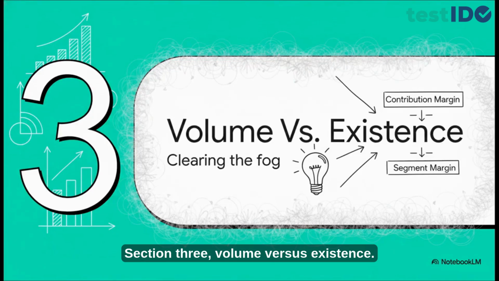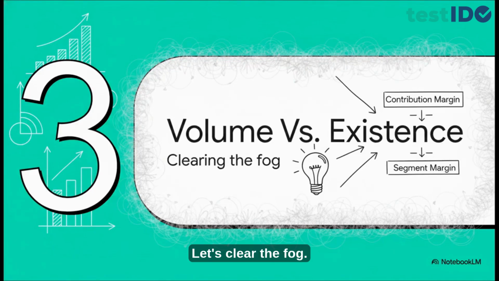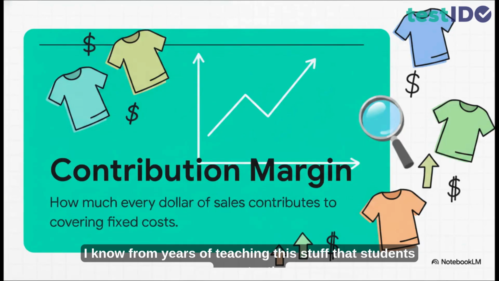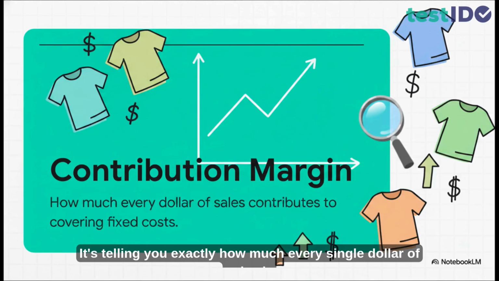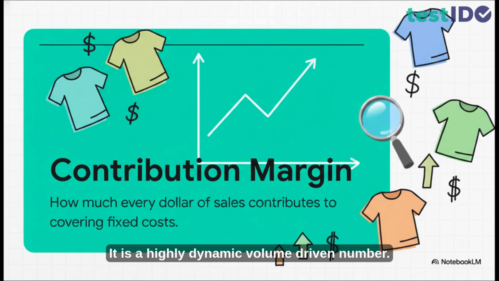Section 3. Volume versus existence. Let's clear the fog. I know from years of teaching this stuff that students constantly get contribution margin and segment margin mixed up. So let's lock this down. First up, contribution margin. This metric is 100% about volume, period. If you sell just one more shirt in that store, your contribution margin goes up. It's telling you exactly how much every single dollar of sales is contributing toward covering your fixed costs. It is a highly dynamic, volume-driven number.